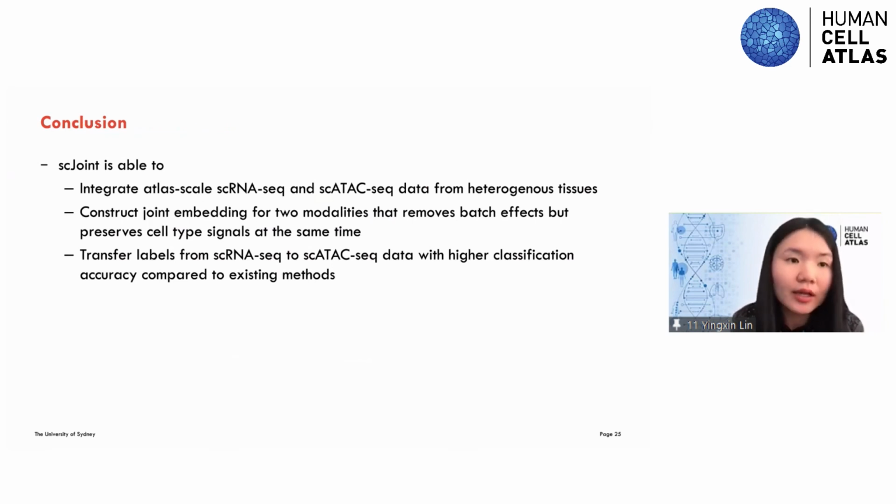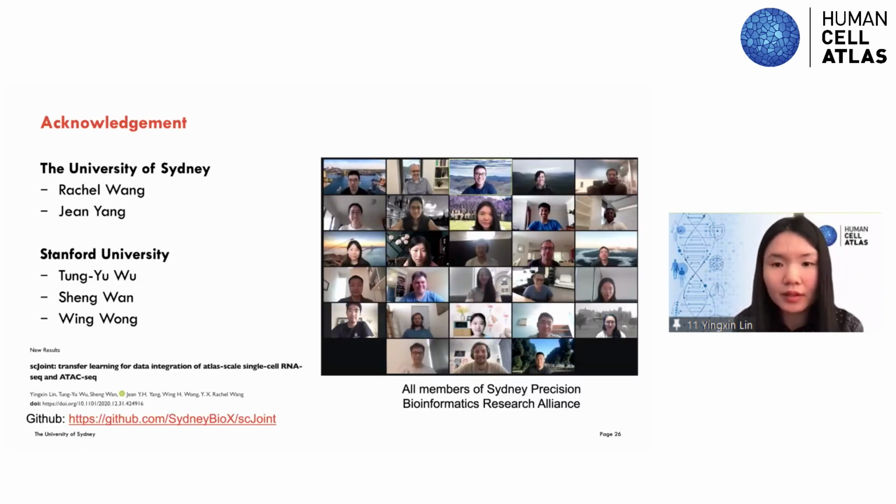In summary, scJoint is able to integrate at scale single-cell RNA-seq and single-cell ATAC-seq data and construct joint embedding from two modalities that remove batch effects and at the same time preserve the cell type signals. And also the label transfer by scJoint reaches a high classification accuracy rate compared to existing methods.